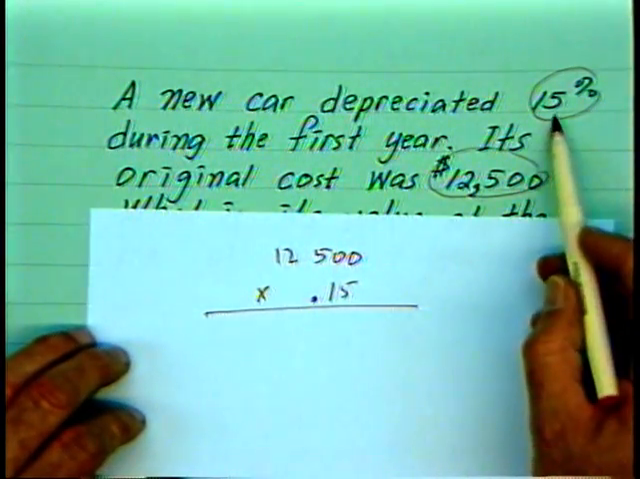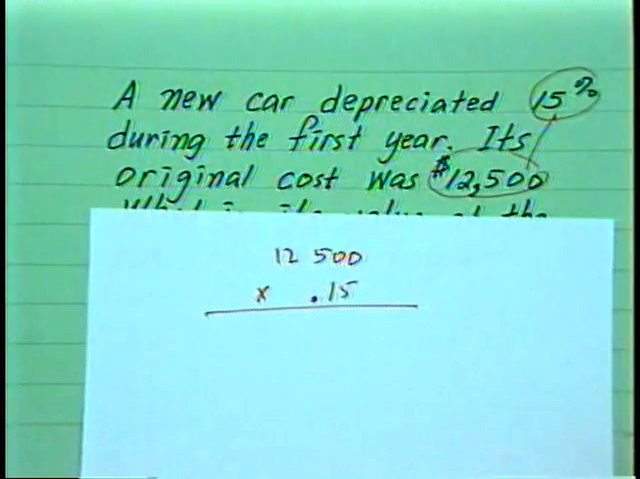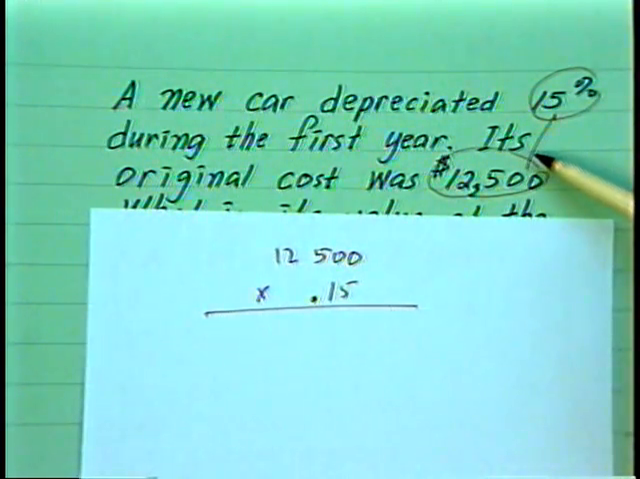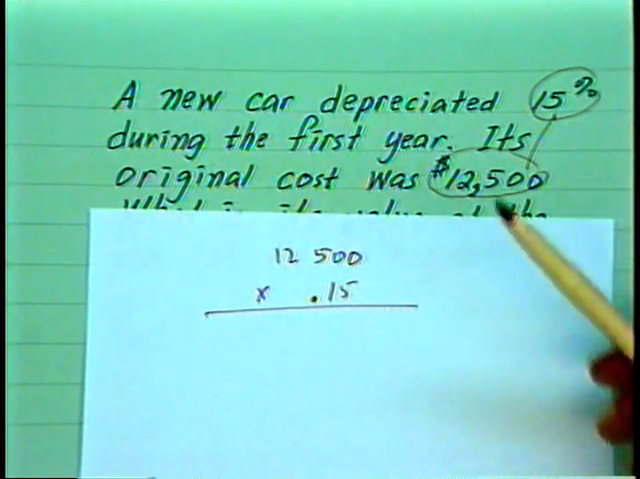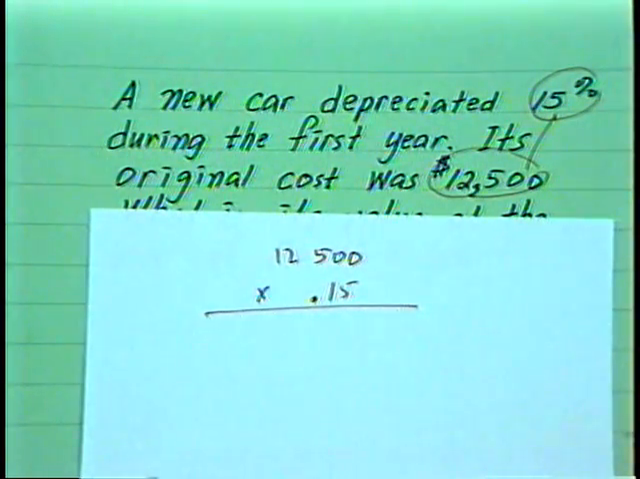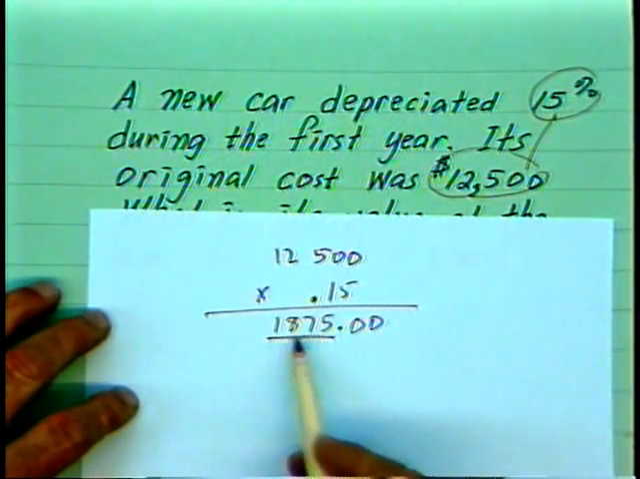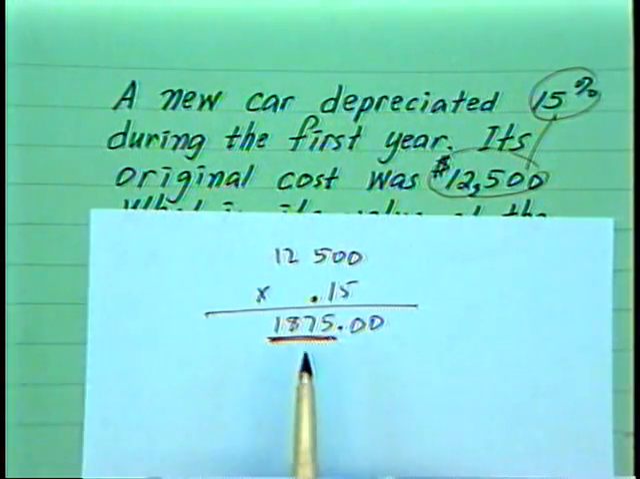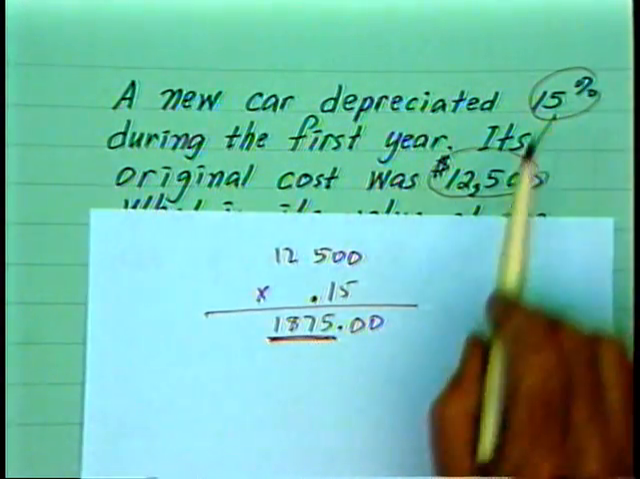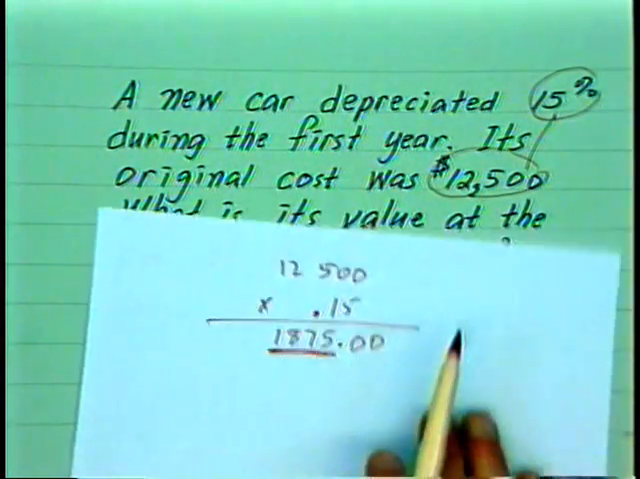So now this is simply telling me to multiply. 15% tells me what by. It's the "of" that tells me I'm going to multiply. So I do this either by hand or by calculator, and I get $1,875. Now be careful not to quit at this point because this is only the depreciation of that first year.